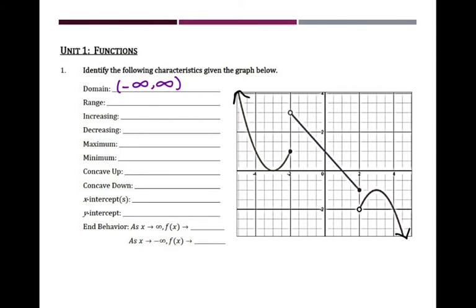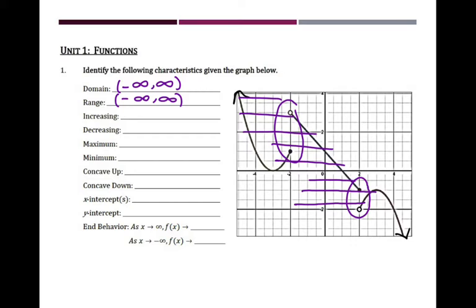So vertically, going bottom to the top, I can see that again, there is this break right here and right here. But again, I can see that my graph exists everywhere as I move from the bottom to the top. So that means my range is also -infinity to infinity.